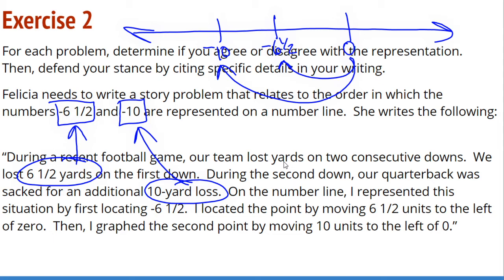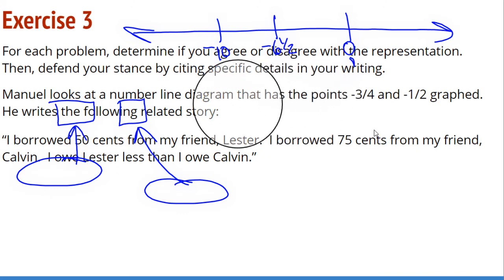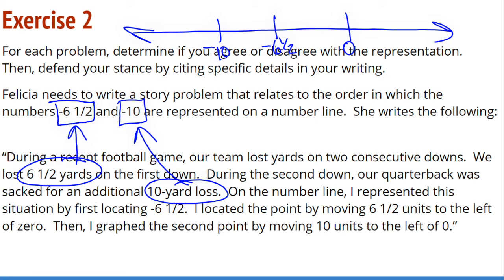However, I don't think her situation matches these numbers. Because in the story that she wrote, in the situation she wrote, she said that they lost 6.5, which means on the next play they started here, and then they lost 10 more. So we should go to the 10 to the left of the 6.5. So she's got the numbers in the right spot, but these spots don't match her story. I think her story doesn't match her number line.